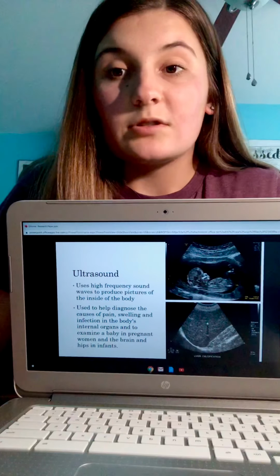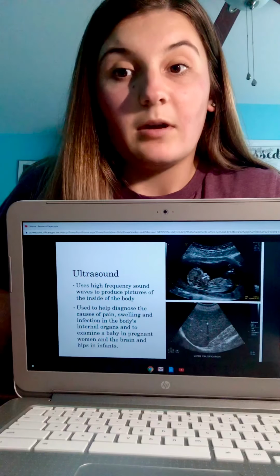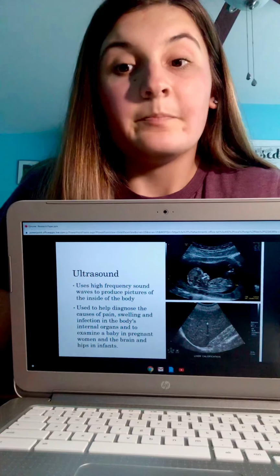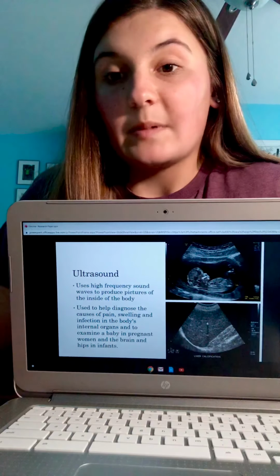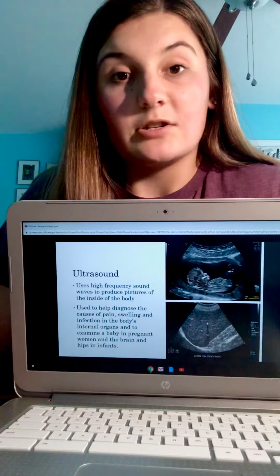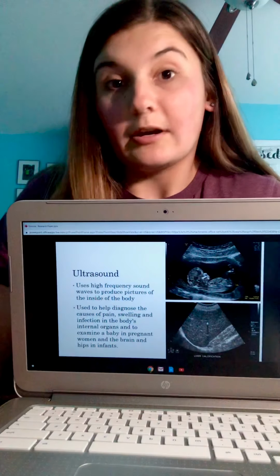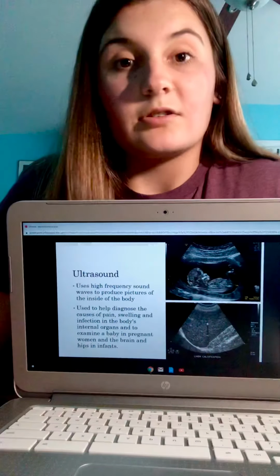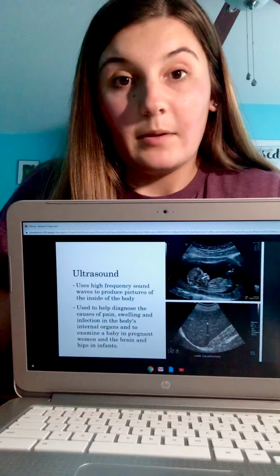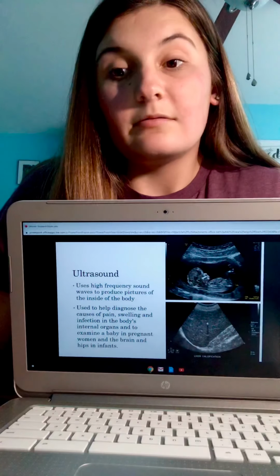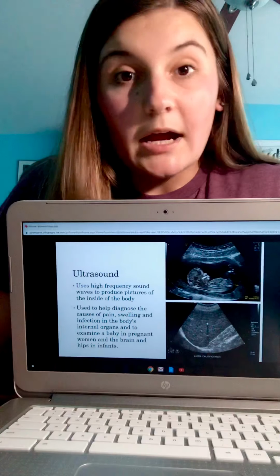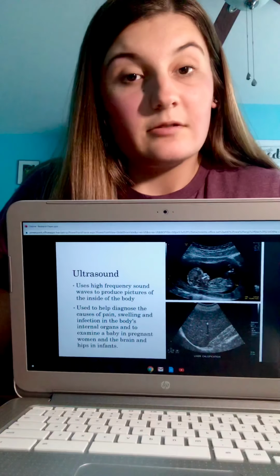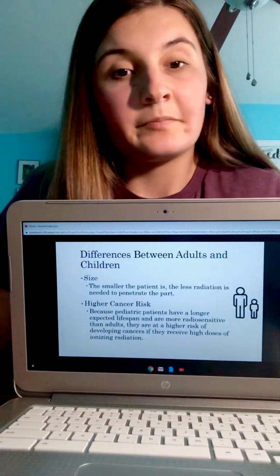And lastly, ultrasound uses high-frequency sound waves to produce images of the body. It can be used to diagnose pain, swelling, and infection. It can be used on pregnant women. And doctors can examine developing babies to check their brain and their hips and make sure they're developing correctly.